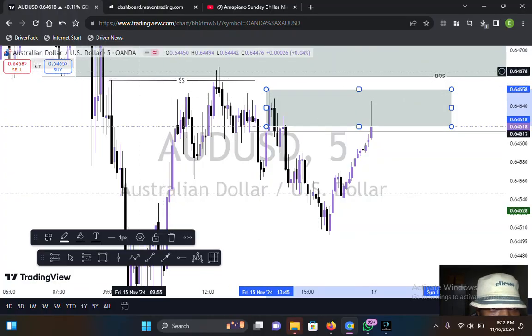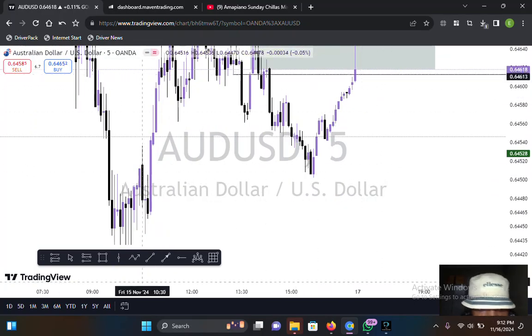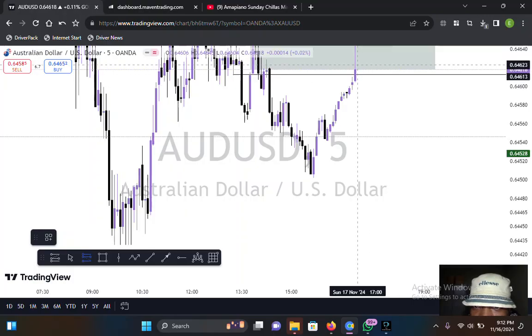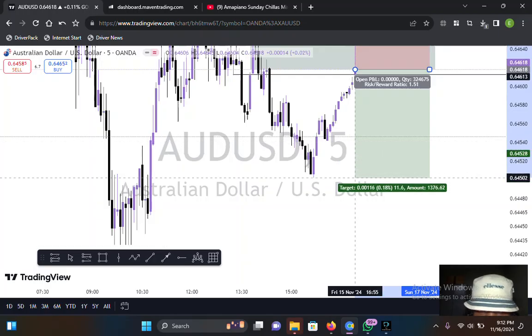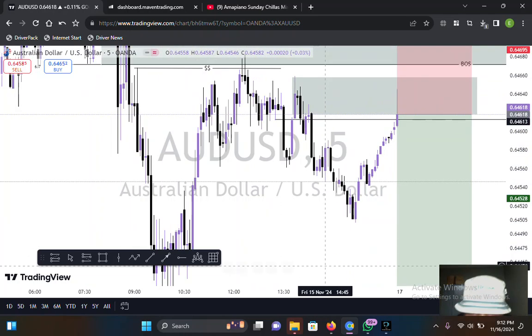This is the Australian dollar. Yeah, so this is a signal for Monday market open. So sell, you can target this liquidity. So you guys can see the building blocks.